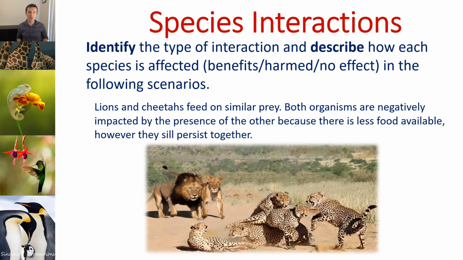Last one, lions and cheetahs feed on similar prey. Both organisms are negatively impacted by the presence of the other because there is less food available. However, they still persist together. Now, this idea is competition. And in this type of competition, both really do lose out. Sometimes competition can be beneficial, interspecifically, if, for example, there are organisms that are able to get some extra food. However, in this case, they're both negatively impacted by the presence of each other because there's less food available. So we say it's competition and both are negatively impacted there.